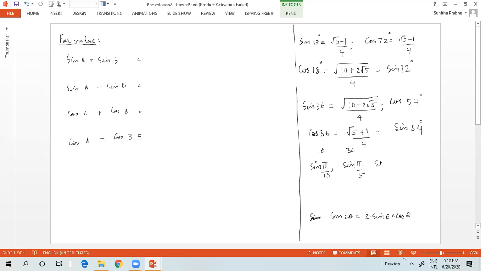54 will be sine 3 pi by 10. Correct? Yes, sir. 3 pi by 10 is 54. And 72 will be sine 2 pi by 5. Are we good, guys? 18, 36, 54, 72. So with this in mind, let us start attacking some sums.